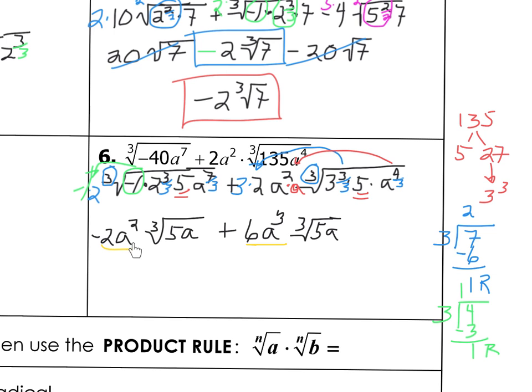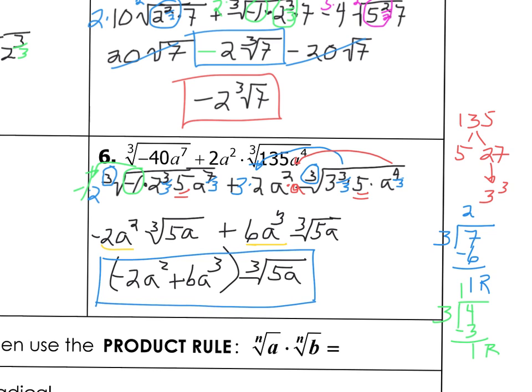So what we're going to do is we're going to take this and this, because we have the same index and the same radicand. I'm just going to take those two and I'm going to write them as negative 2a squared plus 6a cubed. You could have also written it as 6a cubed minus 2a squared. I'm going to put that in parentheses in front of the cube root of 5a. And then that's odd, but that is our answer. Okay? So that's probably a toughie.